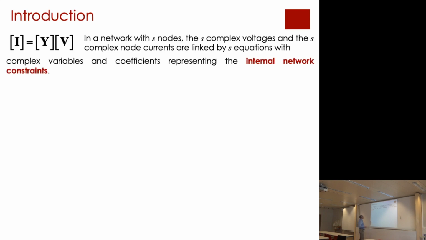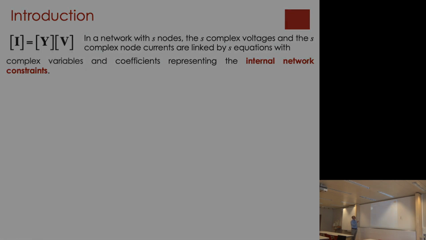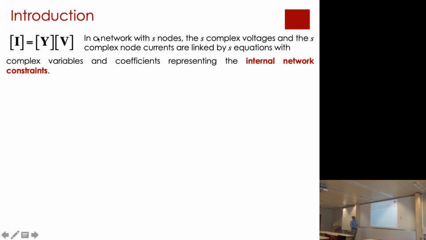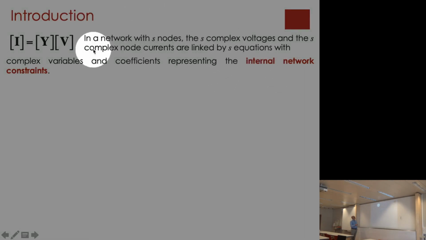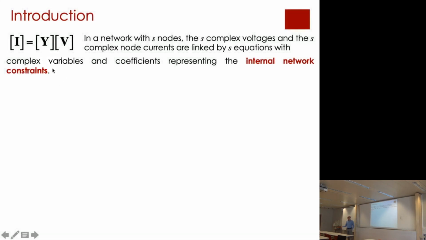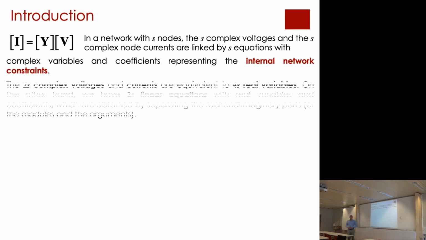So I remind you that we have a network with S nodes, therefore we have S complex voltages and S complex node currents linked by S equations that are essentially the internal constraints which are fixing the link between voltages and currents. But again, this formulation is not very practical. Nevertheless, we will make use of this formulation to write the load flow problem. So this set of equations represents what we call internal network constraints. So these are the equalities that you have to obey to determine an equilibrium point of your grid. Okay.